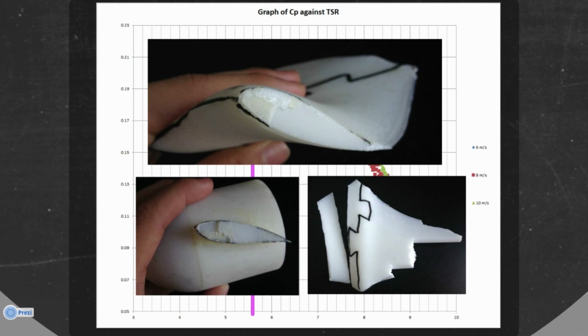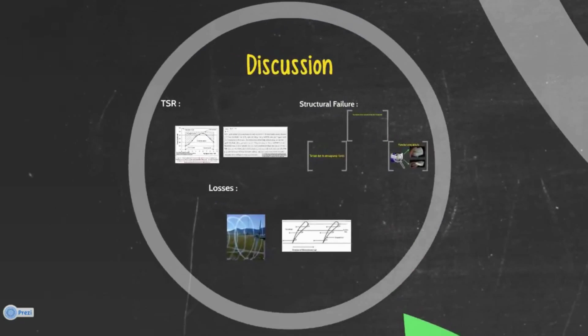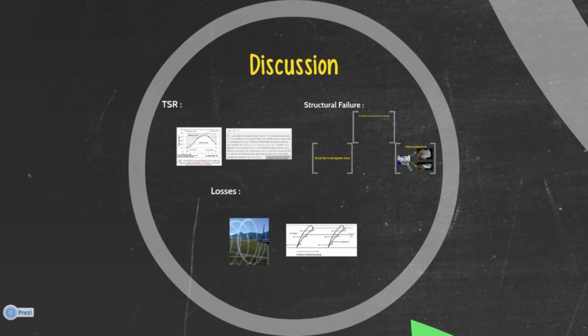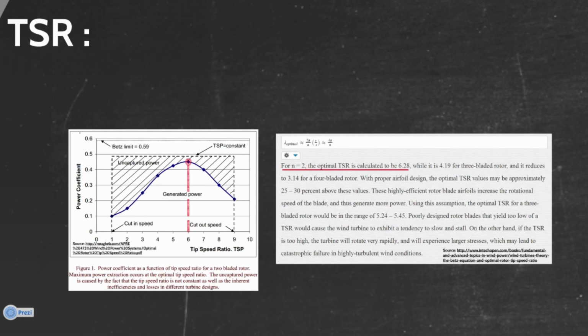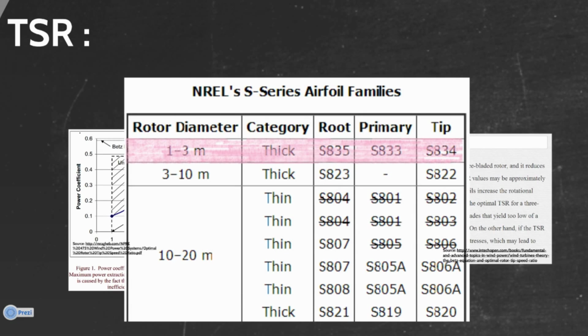After further analysis, we have managed to narrow down 3 key areas of discussion. Firstly, the TSR. One key aspect of our results is that the tested value of the TSR is approximately 6, which is not the same as our design value of 4. While this may seem very wrong, the tested value of the TSR does actually correspond to various literatures, whereby the optimal TSR for a 2-blade wind turbine is approximately 6.